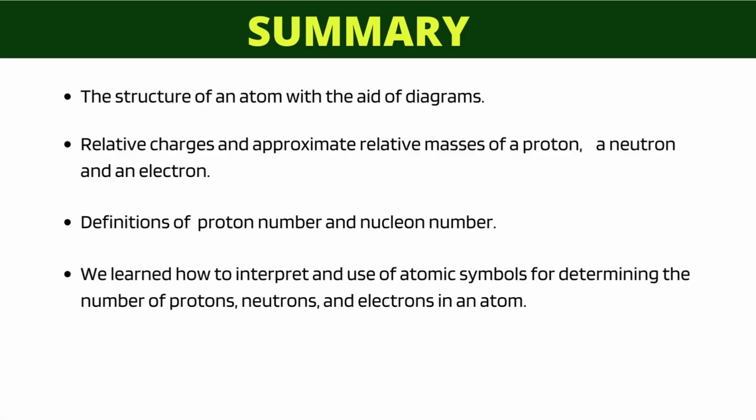In this video, we have discussed the structure of an atom with the aid of diagrams, relative charges and approximate relative masses of a proton, a neutron, and an electron, and definitions of proton number and nucleon number. We learned how to interpret and use atomic symbols for determining the number of protons, neutrons, and electrons in an atom.